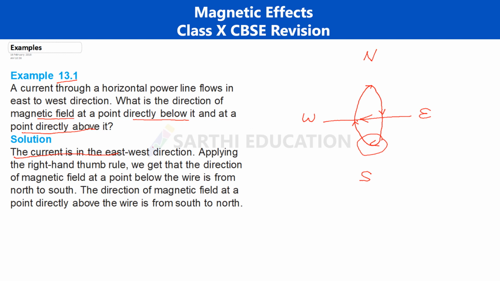So below the wire, the direction of magnetic field is from north to south, and above it, at this point, the direction of magnetic field is from south to north.